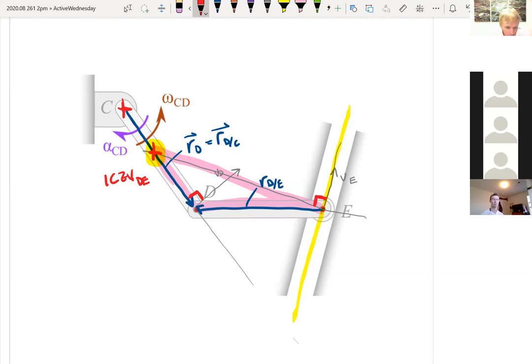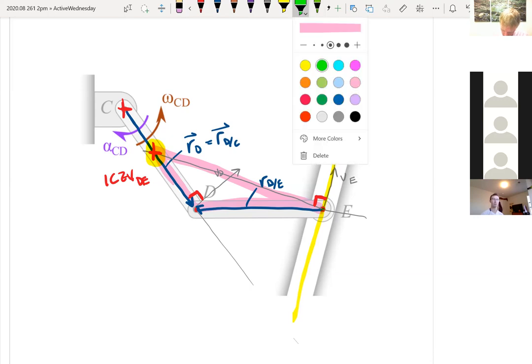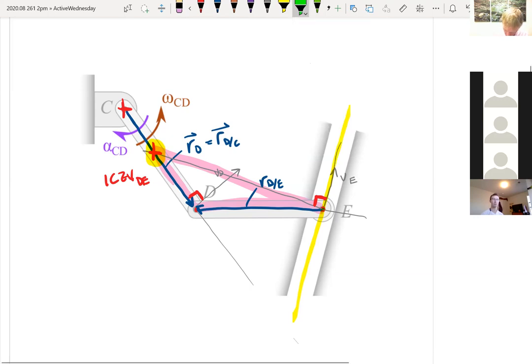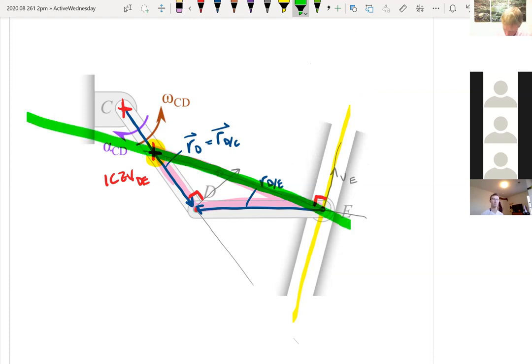Why wouldn't the ICZV be at the intersection? It is, but the intersection of what? So it's at the intersection of, I don't have any more highlighter colors, I can pick a different one here. It's at the intersection of this line, which is perpendicular to VE, and this line, which is perpendicular to the velocity of D.